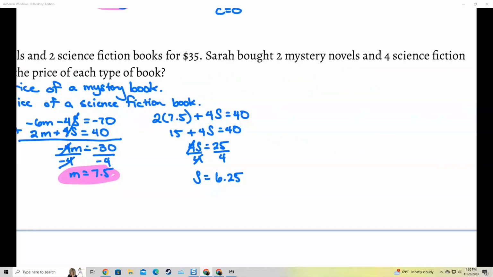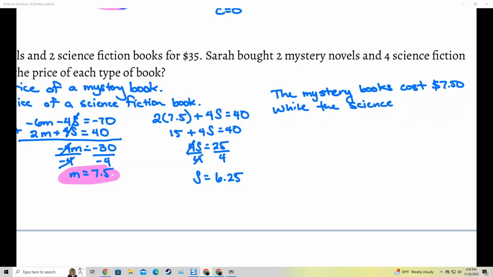We're going to say the mystery books cost $7.50, while the science fiction books cost $6.25.